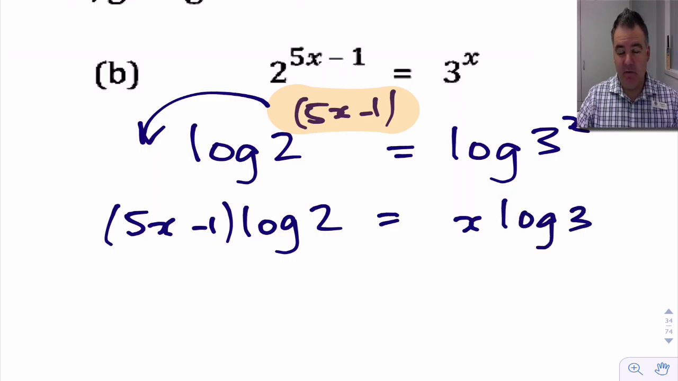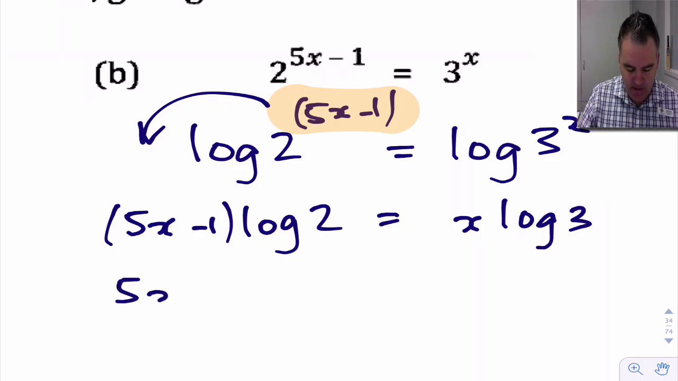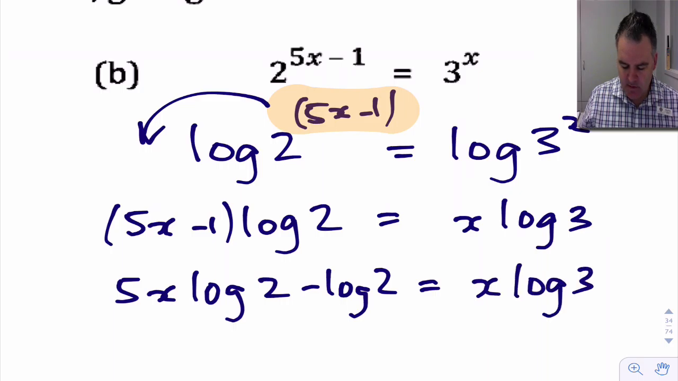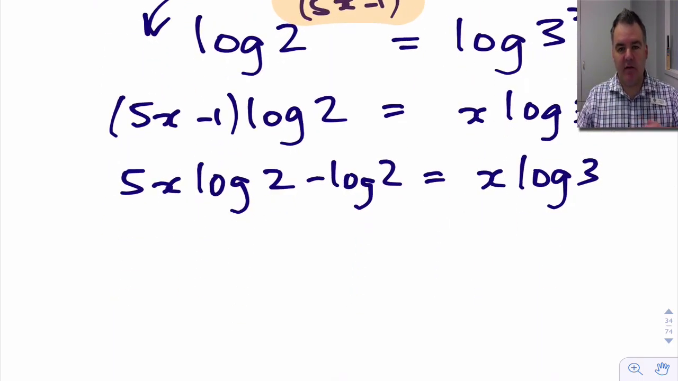Okay, bit of expanding. This one's a little bit trickier. I mean, you could do some expanding, or you could divide the logs first. There's a number of different ways of doing this one. I think what I'll do here is I'll expand it first. So I've got 5x log 2 minus log 2 is x log 3. Now what I'm going to do is get everything that's got an x in it on one side and everything else on the other side.